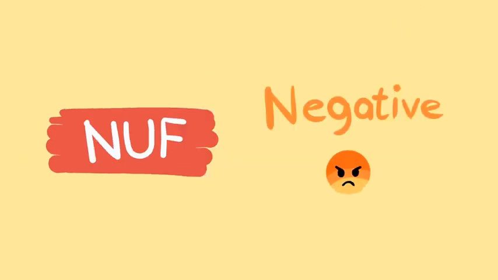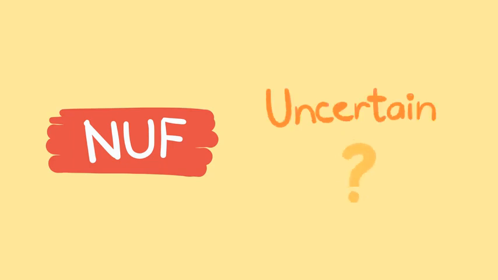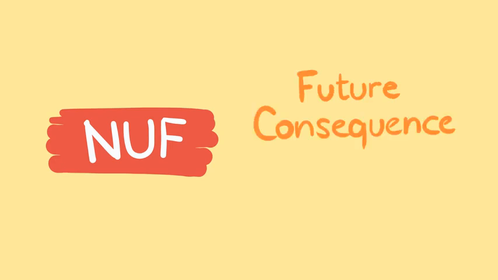On the other hand, the NUF part of PICNUF are things that you want to have less of. N stands for negative, meaning that you should avoid what makes you feel bad. U stands for uncertain, meaning that you should avoid uncertainty. And F stands for future consequences, meaning that you should avoid things that are not immediate.